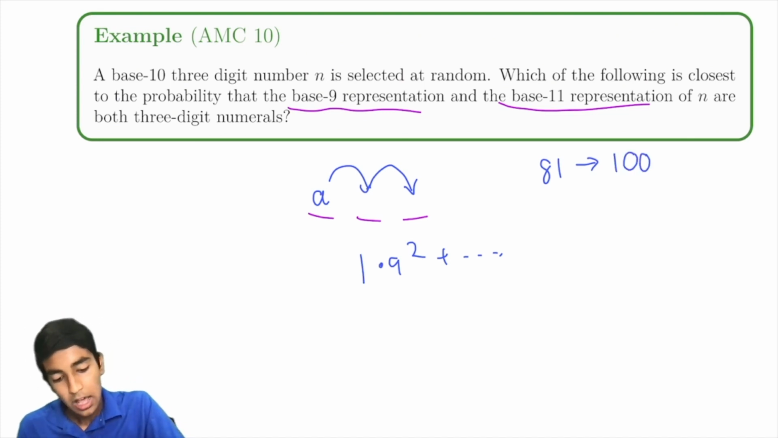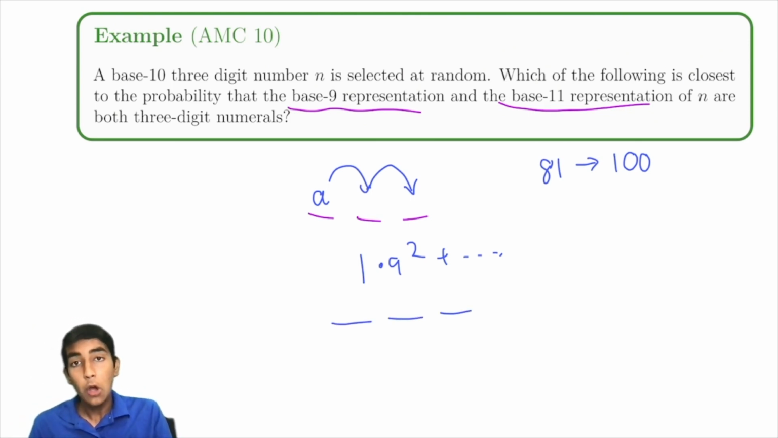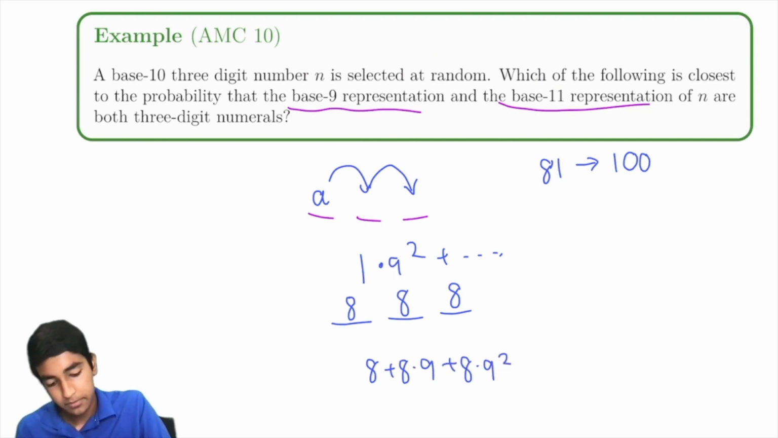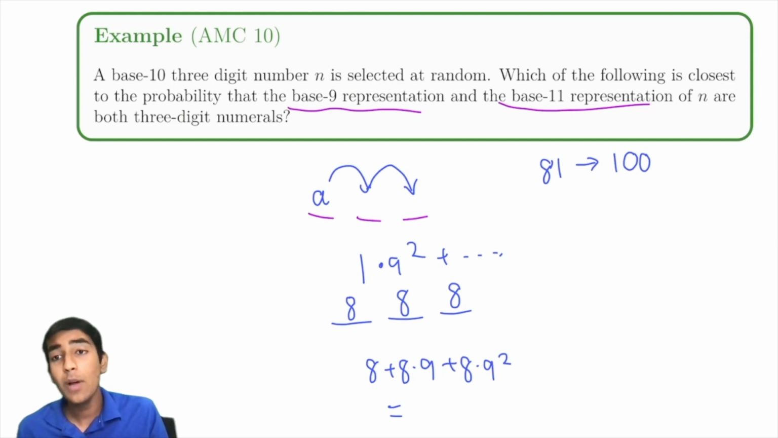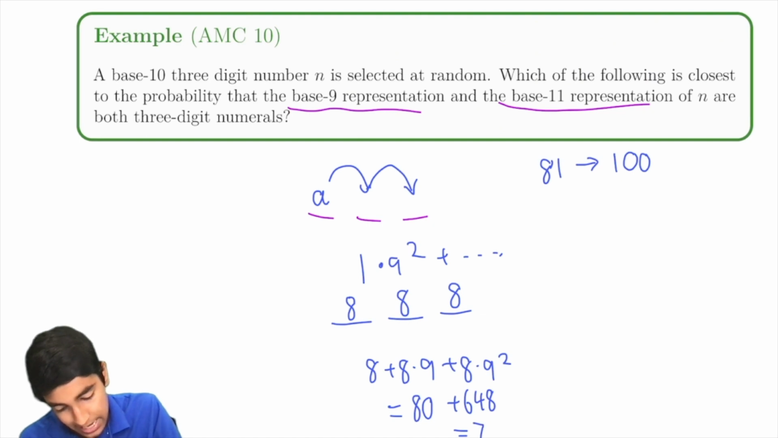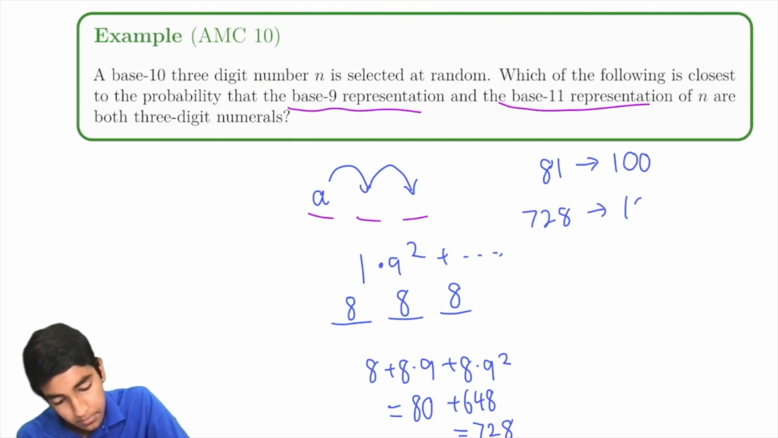Cool. What about the maximum? Well, the maximum would have 3 digits, with each digit maxed out. So the maximum value for each digit is 8, 8, 8. So 8 plus 8 times 9 plus 8 times 9 squared. And we can do this 2 ways. You can use the geometric sequence formula if you want, but I'm just going to add it up here. 8 plus 72, 80, plus 648, and that will simplify to 728. So maximum value, 728, which forms 1,000 in base 9.